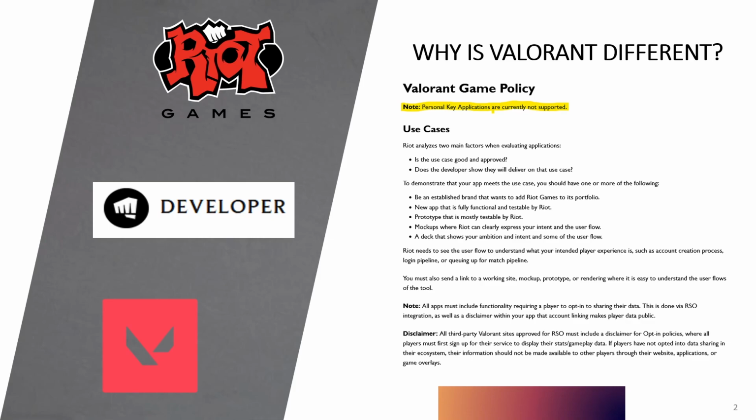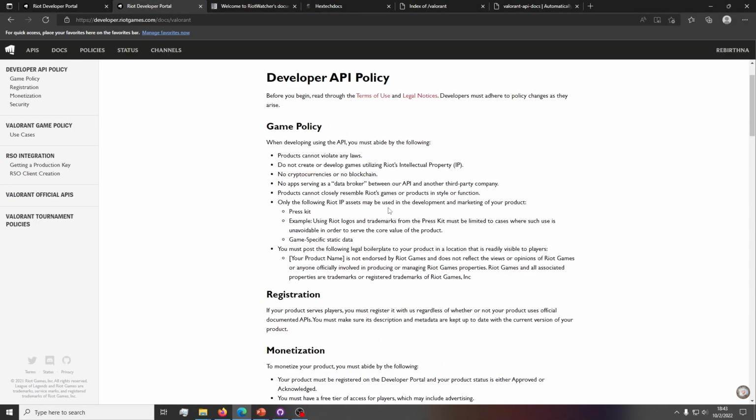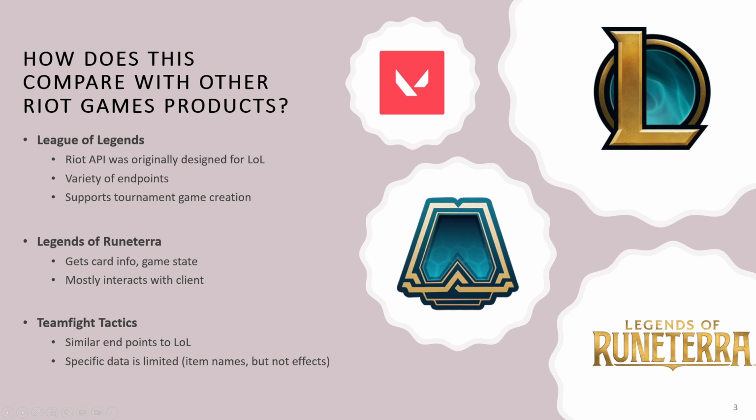You can see here on the screen the Valorant game policy. This is how Riot actually decides if your app will be approved. It's available on the Riot API portal. Actually, let me jump over and show that right now. If you go here to the Valorant docs page, it'll tell you what the policy is, what you can and cannot do. And these are things you have to consider when you apply to get your app approved. Again, just driving home how this is different than the other Riot Games products.